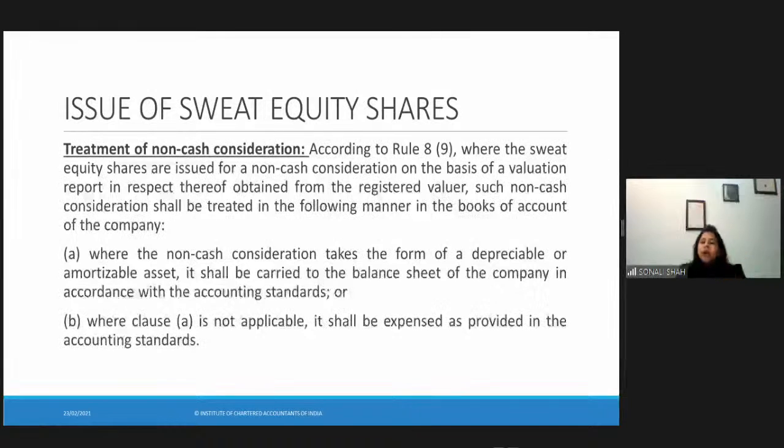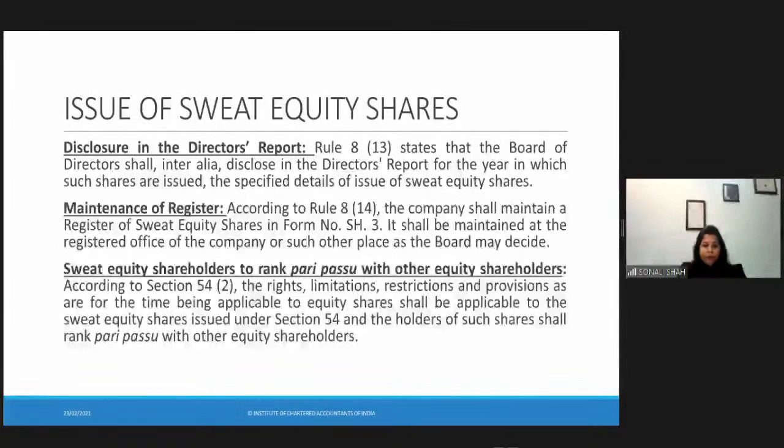So where the non-cash consideration is such that it is depreciable, it will be carried into the balance sheet of the company in accordance with the accounting standard. But where it is not depreciable or it cannot take the form of an amortizable asset, it will be treated as expense as provided in accounting standard. So this is the treatment of expense that is incurred by the company for sweat equity shares. What will be the treatment in account books has been provided here.